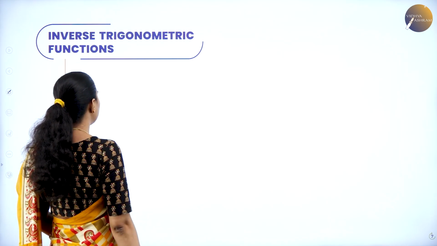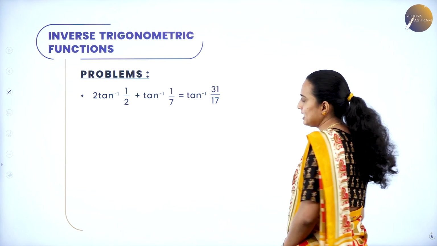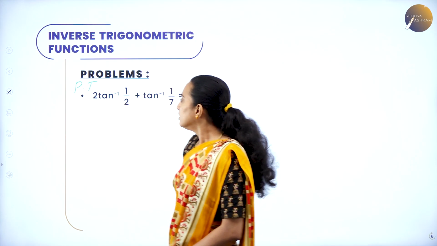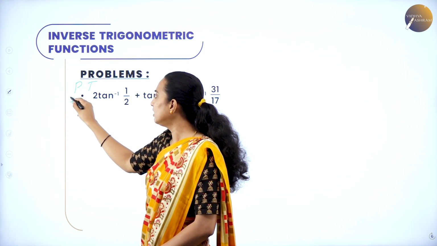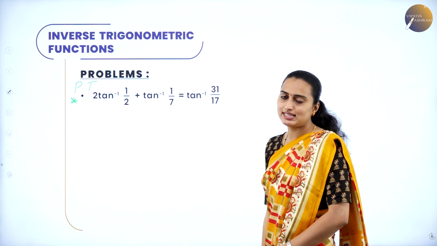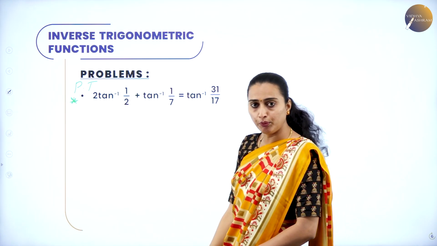So here, what is the problem? 2 tan inverse 1 by 2 plus tan inverse 1 by 7. Here to write here, prove that. This problem is a very important problem which was asked repeatedly for 3 marker in your examination. Are you getting this one? So let me move on to this proof now.